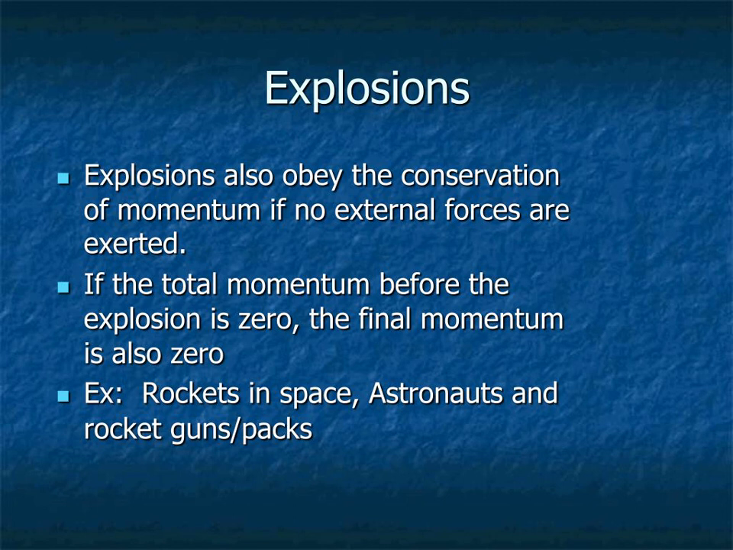Another example of an explosion is rockets in space. The thrust or exhaust of a rocket going one way will propel the rocket in the opposite direction. We talked about astronauts using their jet packs or rocket guns to move themselves around in space. That's just throwing the mass one way, which will cause them to move the other way.